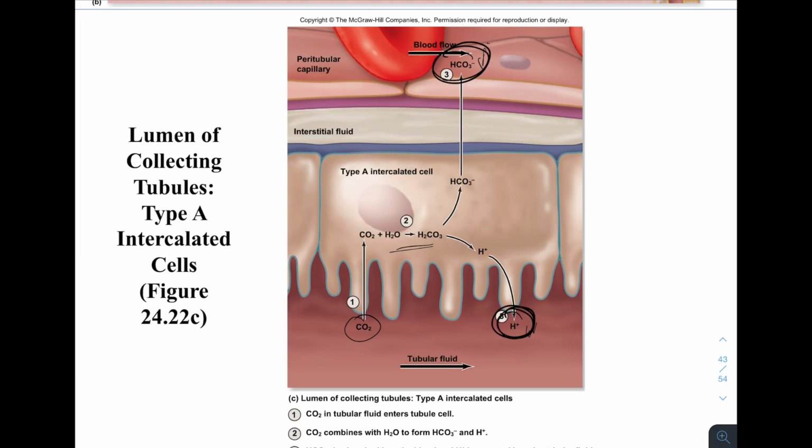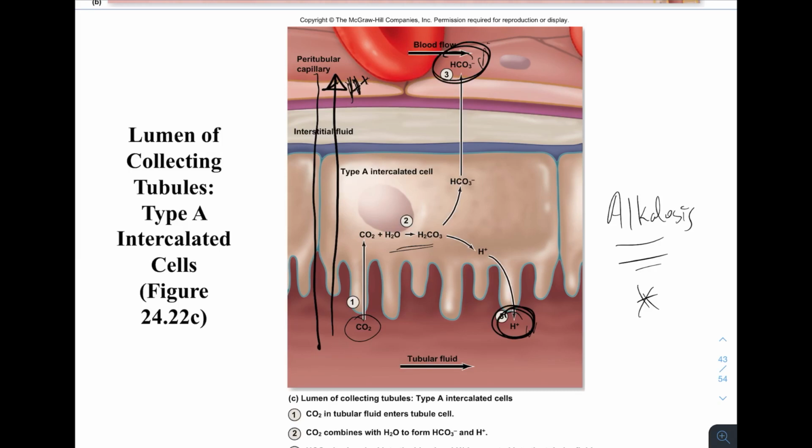So if we have a situation of alkalosis, right, and not acidosis, then what we want to do is the opposite. We want to reabsorb the H plus, right? Because if we're alkaline, we are too basic. So we want to bring acid back into the bloodstream. And we want to expel or excrete the bicarb, which is the entity that is neutralizing the acid for us. And so just realize that this is one scenario, and one scenario is with acidosis, and this is another scenario, right, with alkalosis. And these intercalated cells can do both.